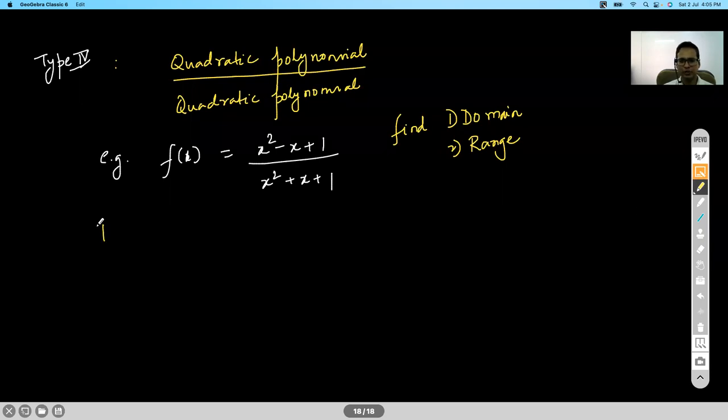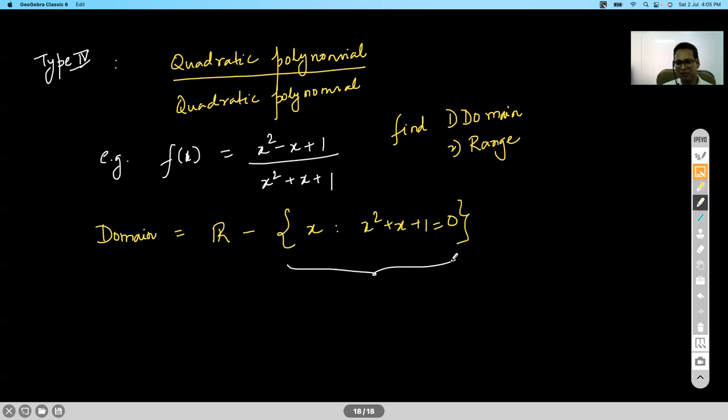Domain, I don't think there's any issue. I'll write it down for the domain. So the domain is going to be all real numbers except those values of x for which this expression becomes zero, right? But you know that this can never be zero. Why? This will never happen. That means it's a null set.